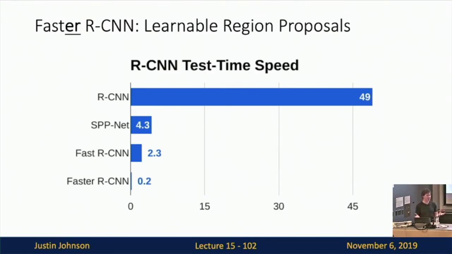Because we've eliminated this bottleneck of computing region proposals on the CPU, and instead we're just computing region proposals using this really, really tiny convolutional network on top of the image features, this thing is really fast and actually can run in real time. So Faster R-CNN on a GPU is something like 10 times faster than Fast R-CNN. And SPPNet is a different method that we don't have time to talk about, but it's kind of in between Fast and R-CNN.